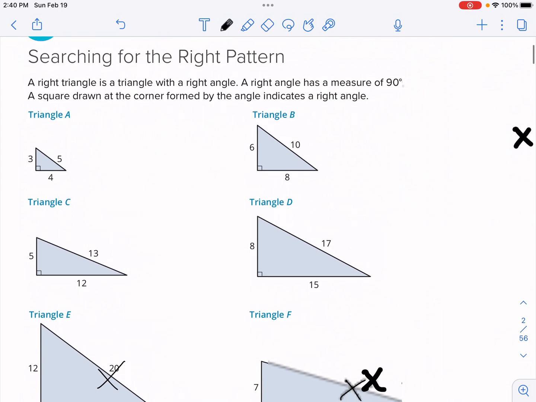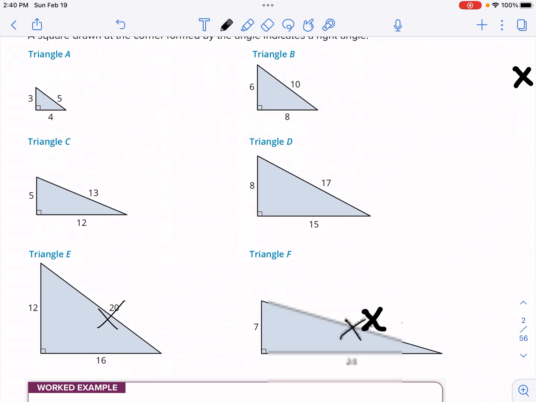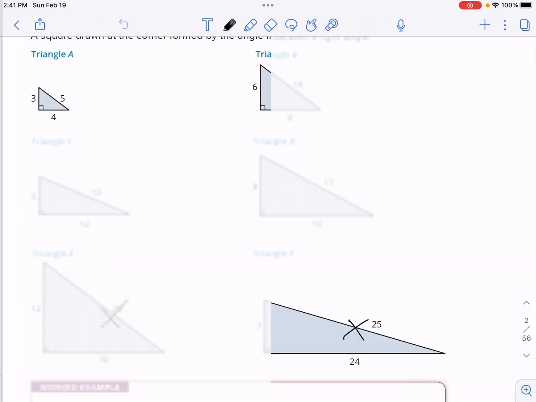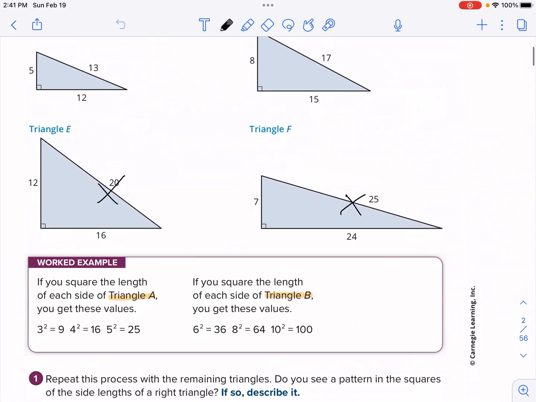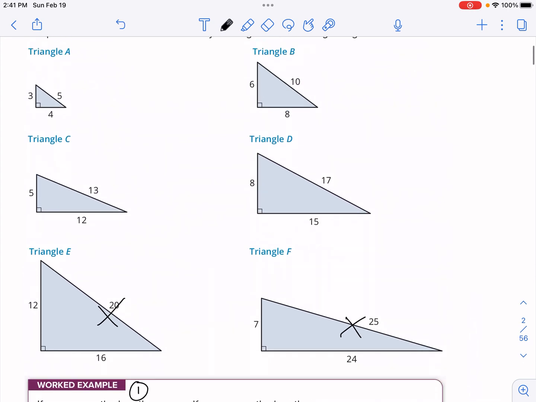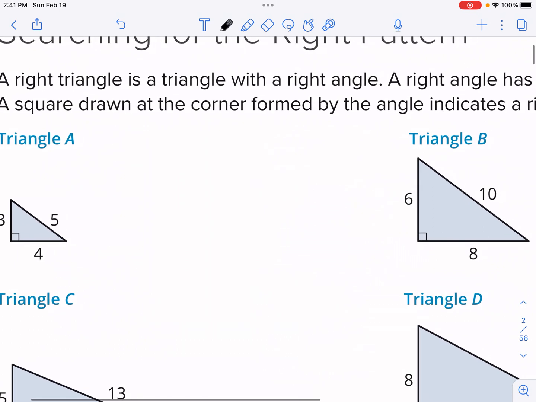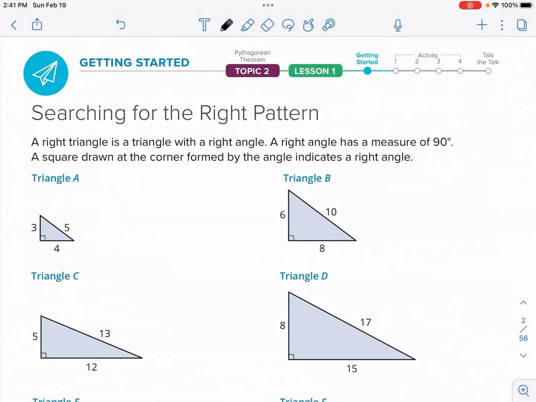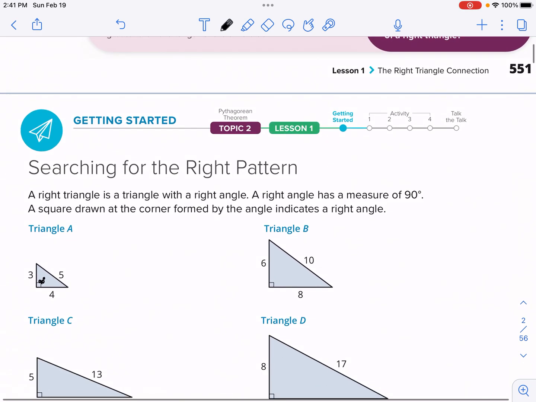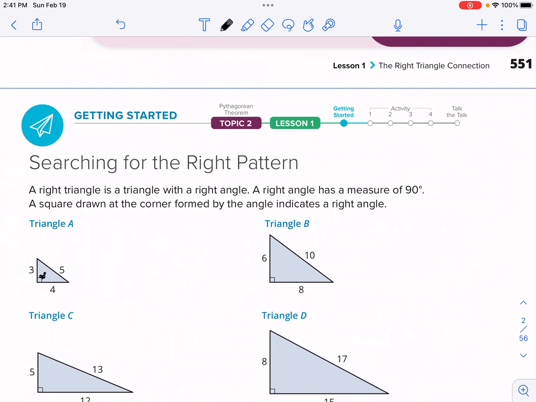So this is searching for the right pattern. We have various triangles. We're not going to work with the last two. Well, that's interesting, there's somewhat of a glitch on here. There are 6 triangles, and we're just going to work with the first 2. But let's start with our worked example here. This first one is working with the first triangle. We have a right triangle, which is a triangle with a right angle, and that right angle is 90 degrees. You can see this square here, that represents the 90 degrees. A square drawn in the corner formed by the angle indicates the right angle.